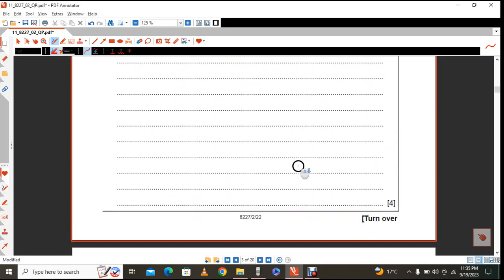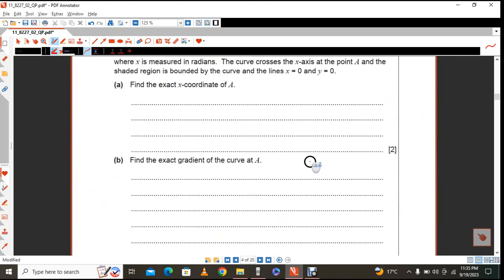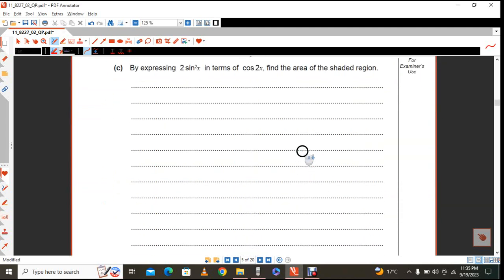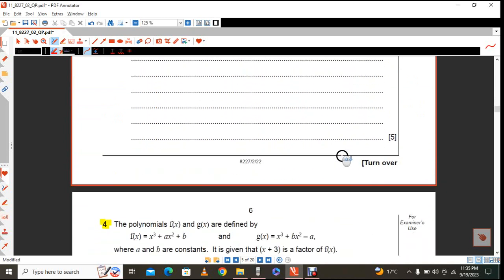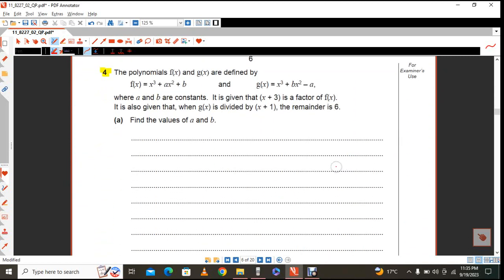Okay, right, so that takes me to question 4 of the same paper. So I'll get back to the other ones in the other parts. This one deals with polynomials. They are given 2 polynomials, f and polynomial g, and they are defined by f of x equals to x cubed plus ax squared plus b, and g of x is equal to x cubed plus bx squared minus a. So they have given you x plus 3, they say is a factor of f, and x plus 1 leaves a remainder of 6 for g.